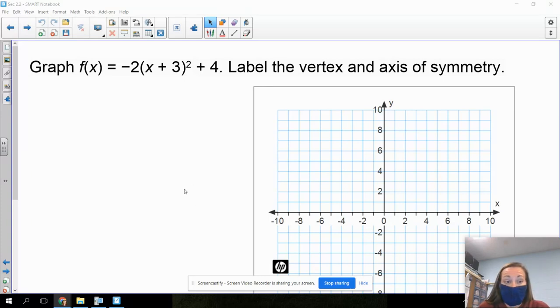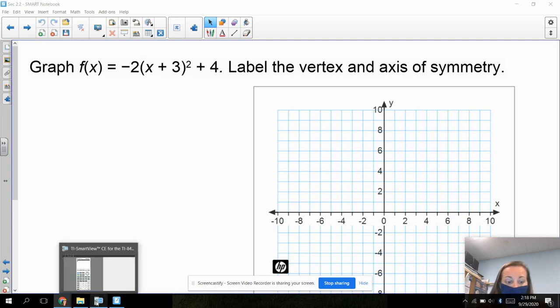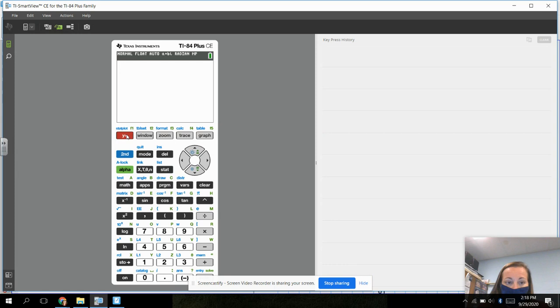So I'm actually going to use the first example we did in the notes from 2.2. So we already have the answer to this in the notes, but I'm going to show you how to do it on a calculator. So I'm going to go to y equals on my calculator, and I'm going to type the equation in.